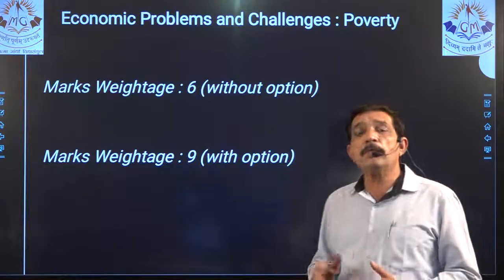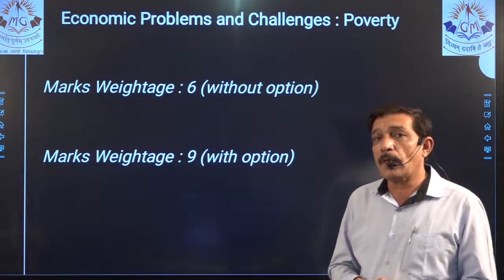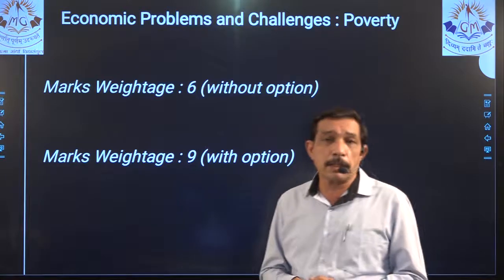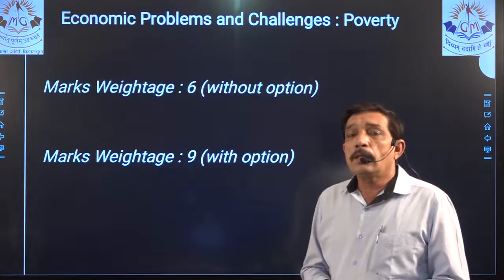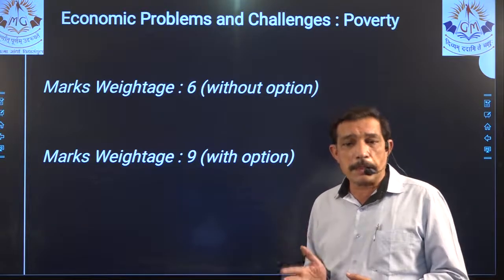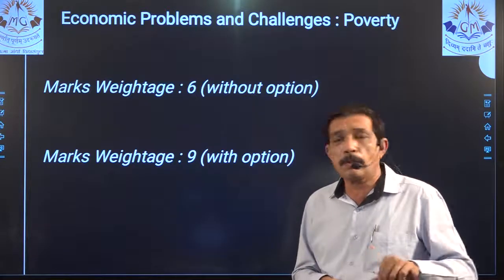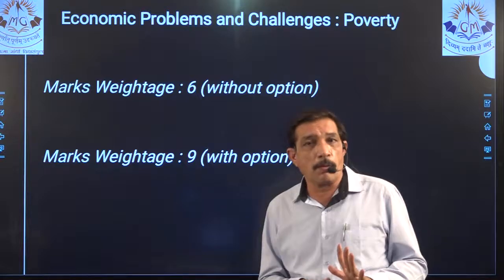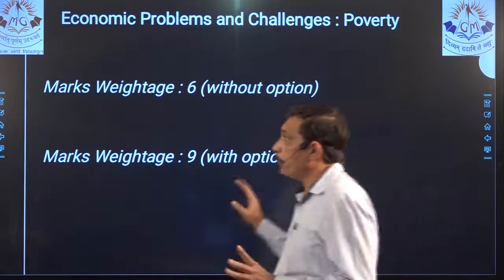With option it will be 9 marks. That means in section C there will be 2 questions of 3 marks. So 3 twos are 6, plus 1 question of 2 marks and 1 question of 1 mark, objectives, right? So we are clear with that.